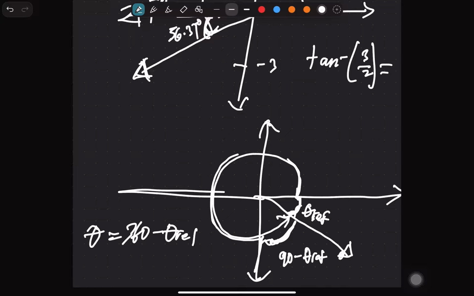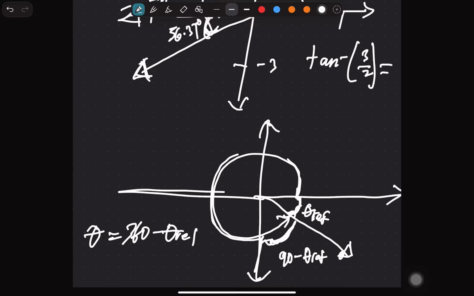So in computing the argument, you have to be mindful of where your complex number is, in which quadrant it is. Then you solve for your reference angle, and you have to come up with how you use this reference angle to actually arrive at the actual arguments you are looking for. Okay.